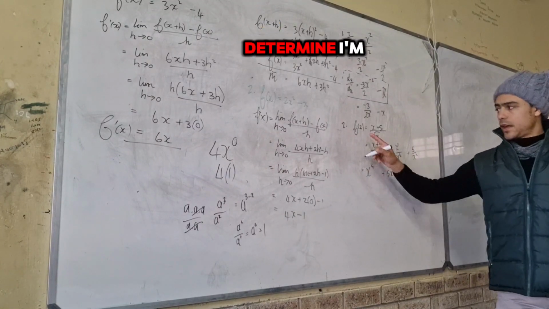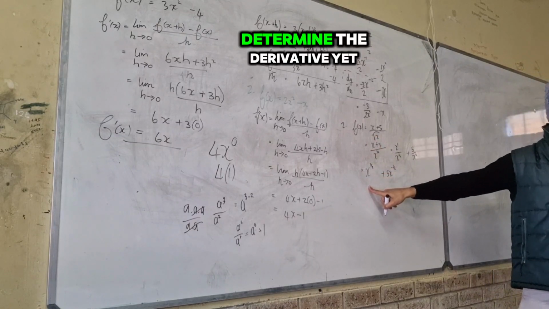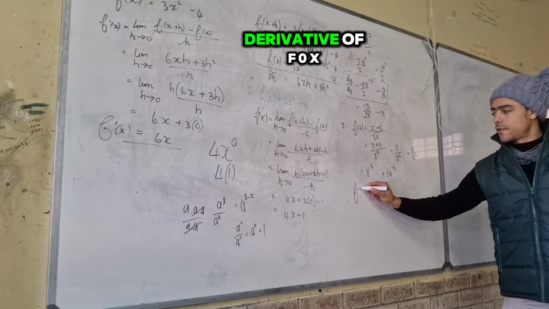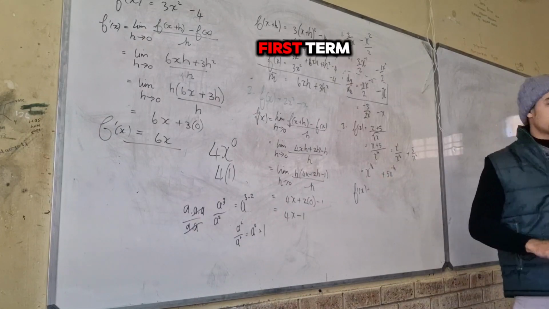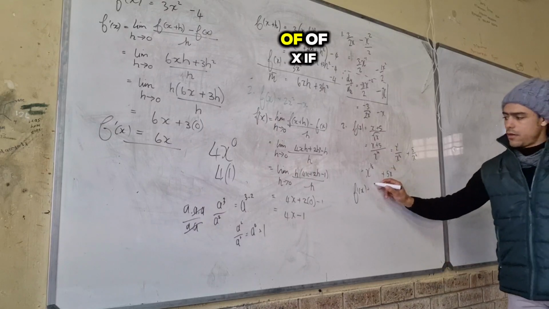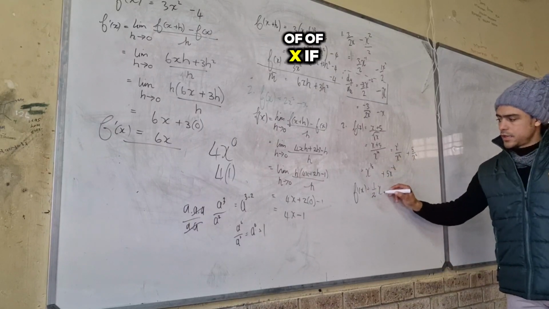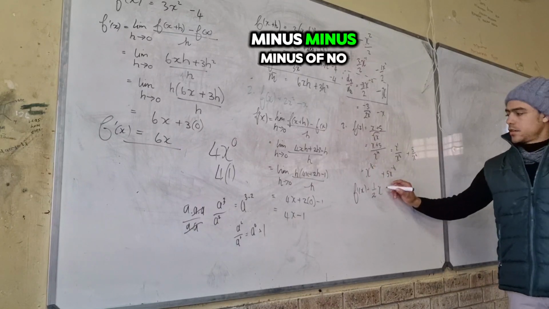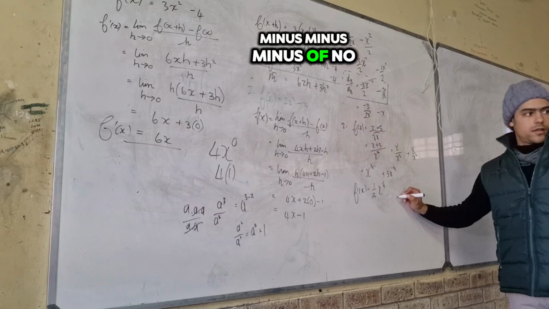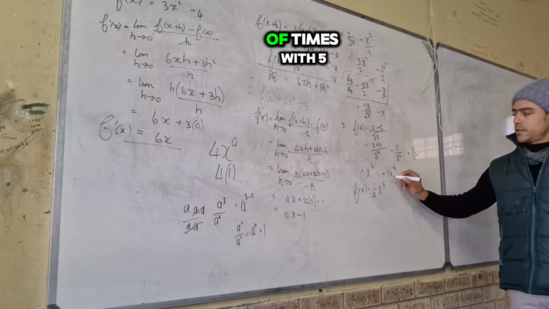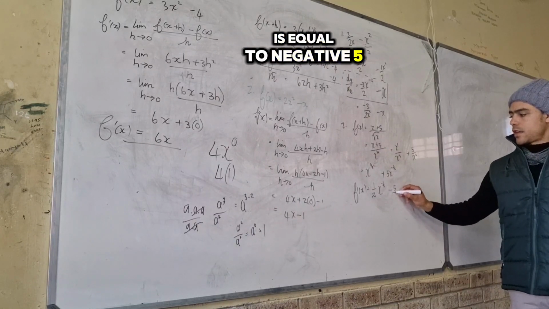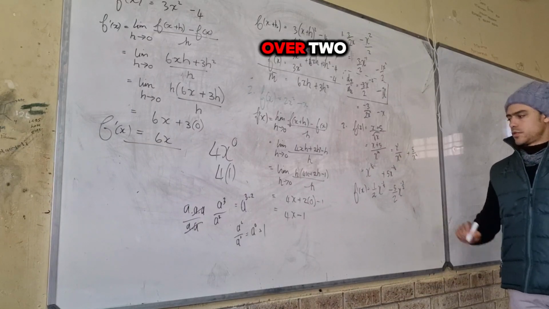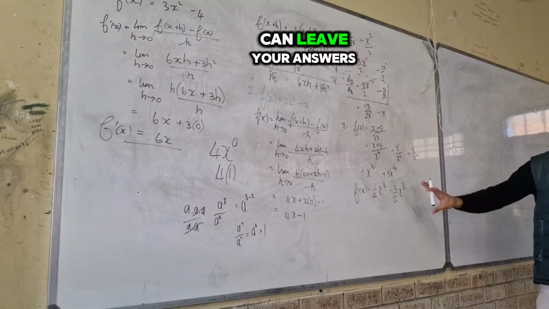Remember, I didn't determine the derivative yet. Only from now am I going to determine the derivative. So I'm going to say the derivative of f of x, using my rule from the first term, is half of x. If I subtract 1, what does it become? Minus half. And then negative half times 5 is equal to negative 5 over 2 x to the power of negative 3 over 2. You good? Yes. Like I said, you can leave your answers like that.